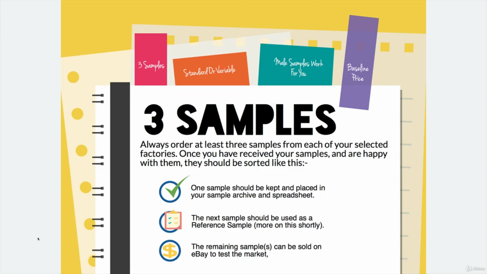Always order at least 3 samples from each of your selected factories. Once you have received your samples and are happy with them, they should be sorted like this. 1 sample should be kept in place of your sample archive and spreadsheet. We'll go more into the spreadsheet in another video. I'm going to give you a quick overview on it. It's pretty cool. It's just something to log your samples, because once you start doing a few products and you're getting, say, 3 samples for each product, you'll soon be swamped in samples. It's great to keep things organized, keep things logged, and then it's a quick reference to find which samples are the ones you really want to go back to if you need to.